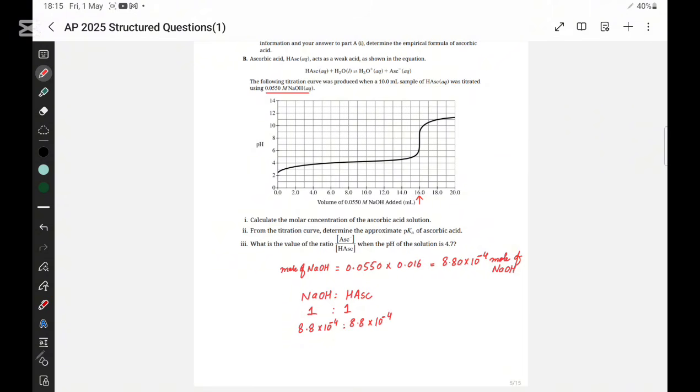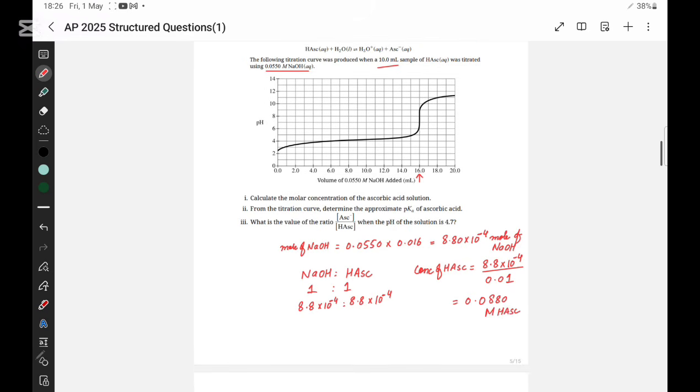So we have got the moles of HASC, and now we are going to find the concentration of HASC, and that is going to be 8.8 times 10 to the power minus 4 mole, and then dividing with the volume, which is 10 milliliter, we have to convert it into liter, 0.01, and the answer that comes out to be 0.0880 molar HASC.